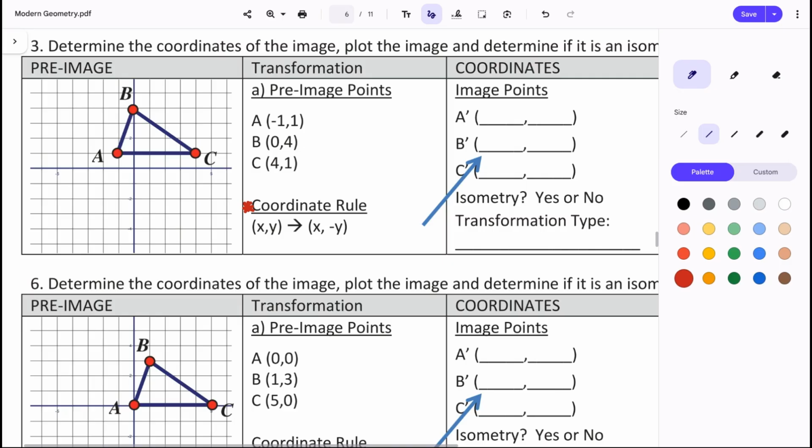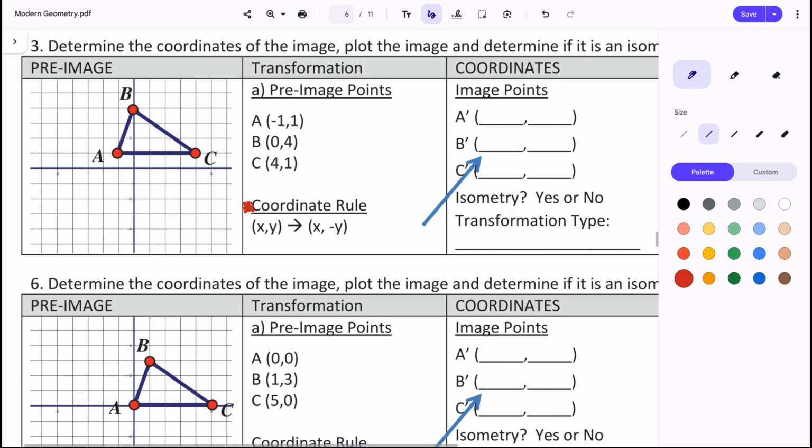But we're going to take this coordinate rule, we're going to apply it to these pre-image points, and we're going to get our new coordinates for our image. So you'll notice over here it says A prime, B prime, C prime, next to all these blanks. Then it's going to ask us to answer those questions. Is it isometric or not? And what do they do to the shape?